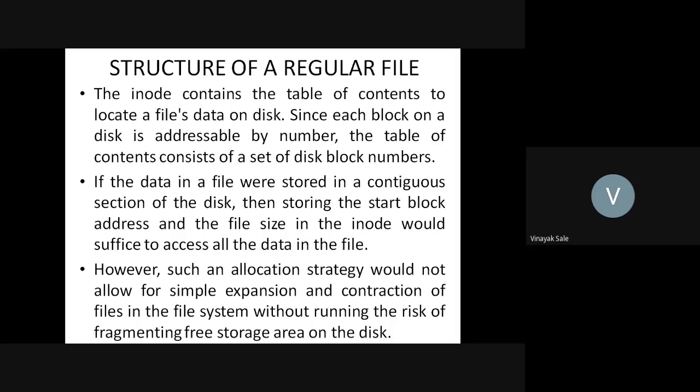If the data in a file were stored in contiguous sections of the disk, then storing the start block address and the file size in the inode would suffice to access the data in the file. Such an allocation strategy would not allow for simple expansion or contraction of files without running the risk of fragmenting free storage on disk. See this example.